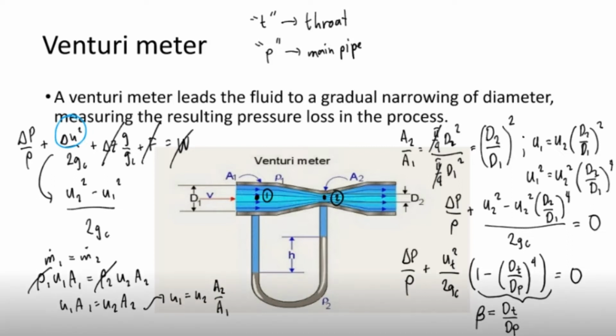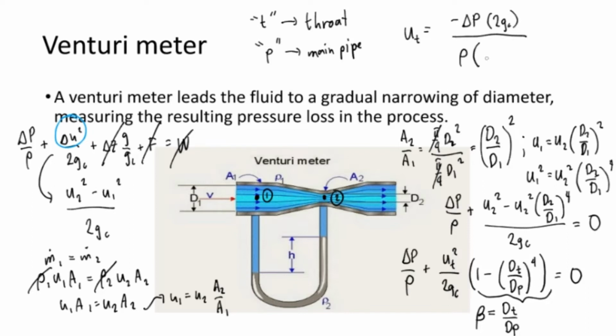Rearranging the equation and simplifying, we can now solve for our throat velocity, and that is equal to the square root of negative delta P times 2gc over rho, divided by 1 minus beta to the fourth power. I simply transposed delta P over rho to the other side of the equation and then cross multiplied. And of course, we have to enclose all of this in a square root. This is our governing equation for the Venturi meter.